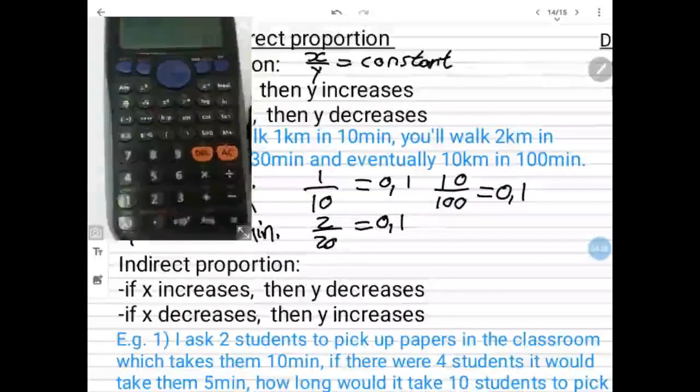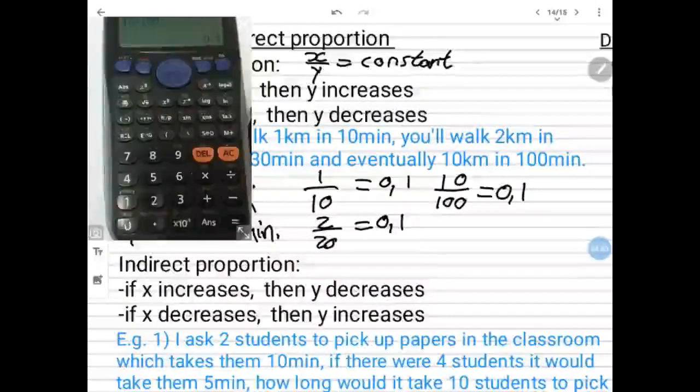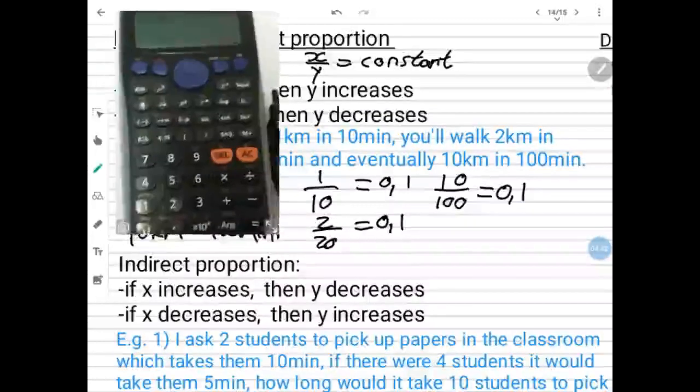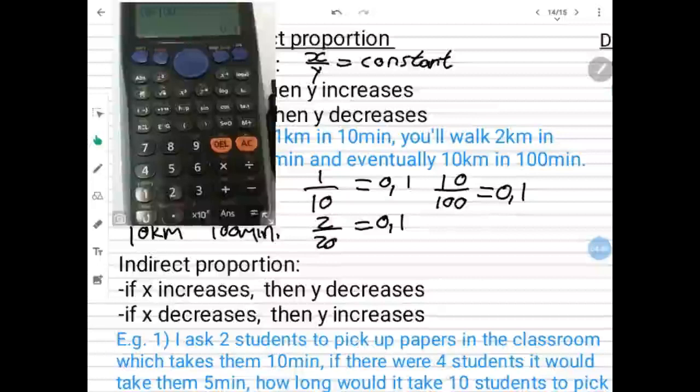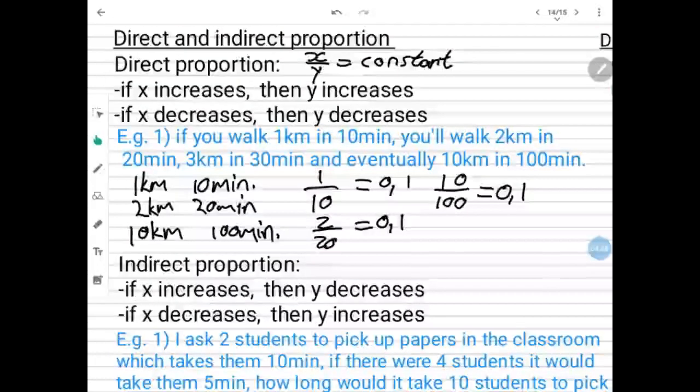In that way we can see now that these values are directly proportional, because the answer for all of them is the same: 0,1, 0,1, and 0,1.